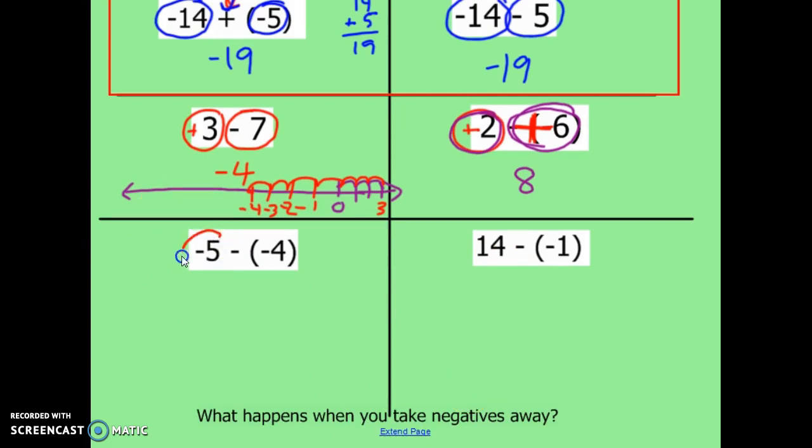Same thing down here. This is just a negative 5. We have the opposite of a negative becomes a positive. So now we have a positive 4 and a negative 5. Different signs, subtract. 5 minus 4 is 1, and there are more negatives. Last one, 14. The opposite of a negative is a positive. 2 negatives make a positive there. So we have 14 plus 1 is just 15. So what happens when you take the negatives away? The opposite of that negative is really just becoming a positive number.